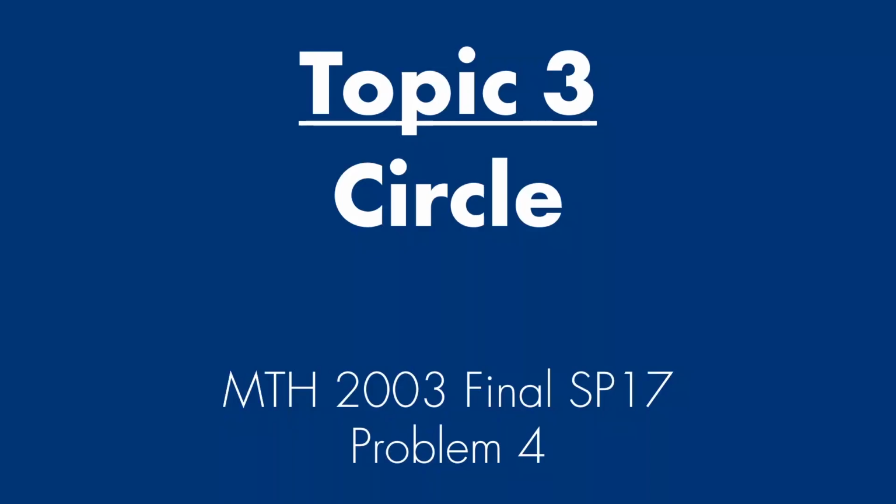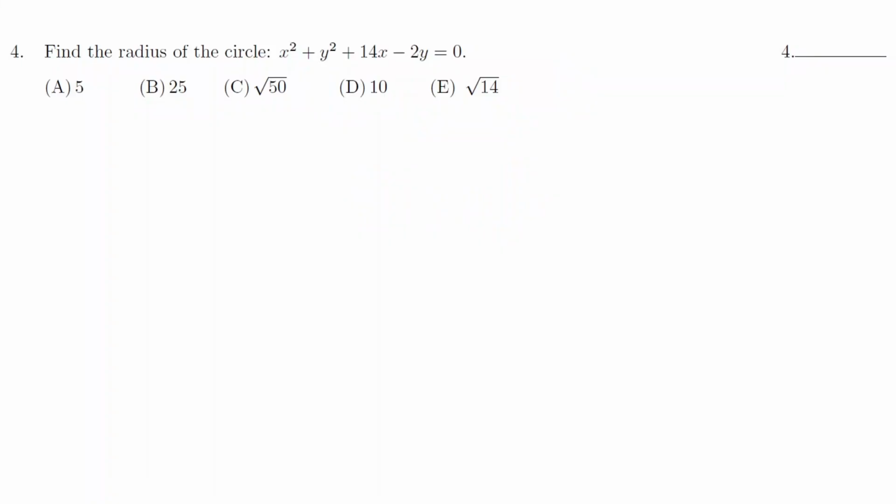Next, circle. We're going to be looking at problem 4 from the MTH 2003 final SP17. Let me change the color of the pen just to make it more fancy looking. So here we need to find the radius of this amazing circle. So what can we do? We have to group x's and y's together.